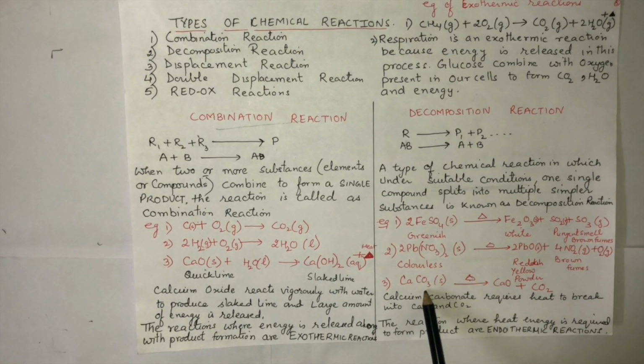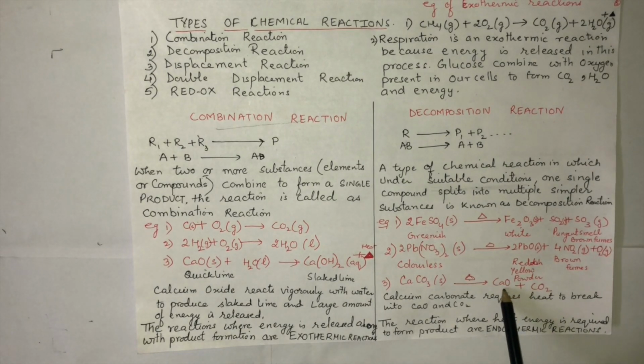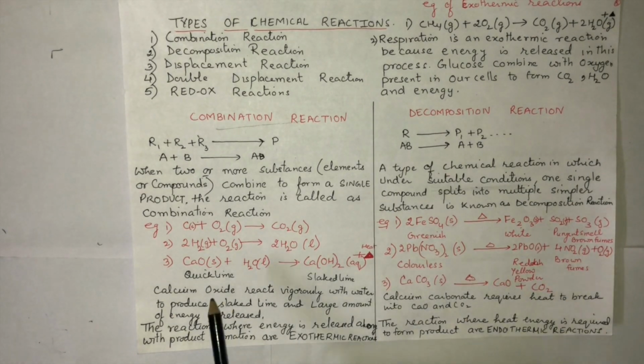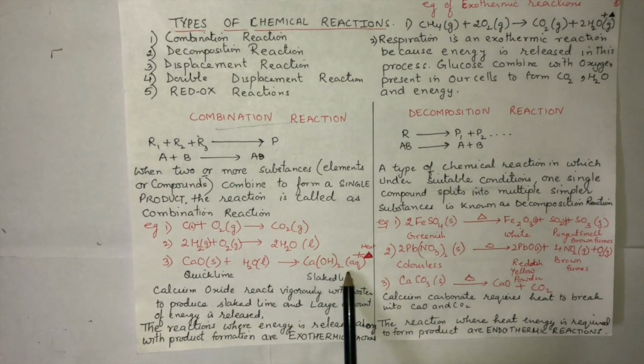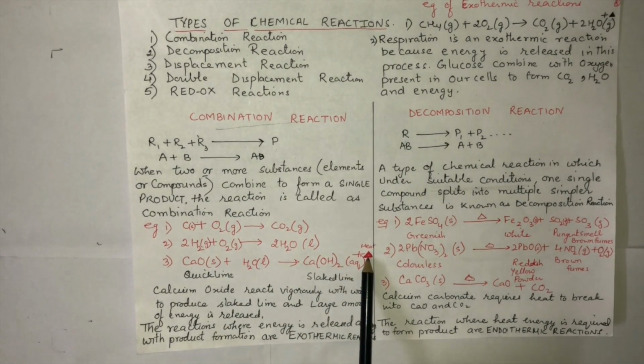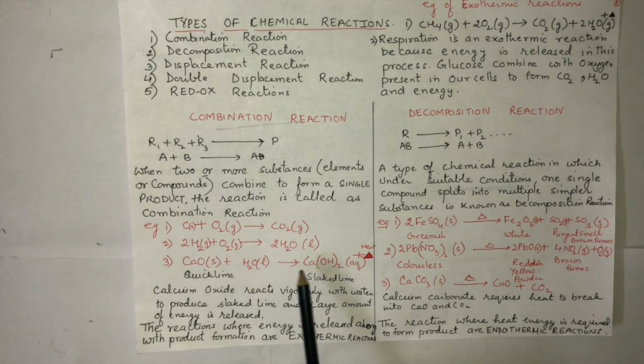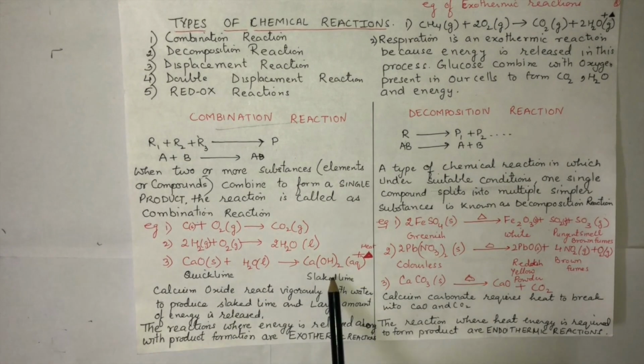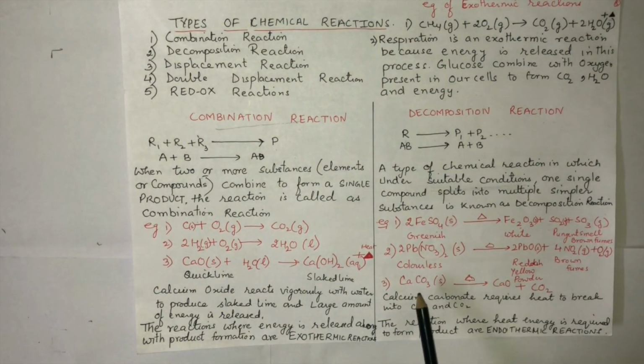If we take calcium carbonate, it requires energy or heat to change to calcium oxide and carbon dioxide. Now, calcium carbonate requires heat to break down into calcium oxide and carbon dioxide. Over here, when we change calcium oxide to slaked lime, energy was released. See, CaO plus H2O gives Ca(OH)2 plus heat. Here, when you change quicklime to slaked lime, energy is released. When you change calcium carbonate to quicklime, energy is required.